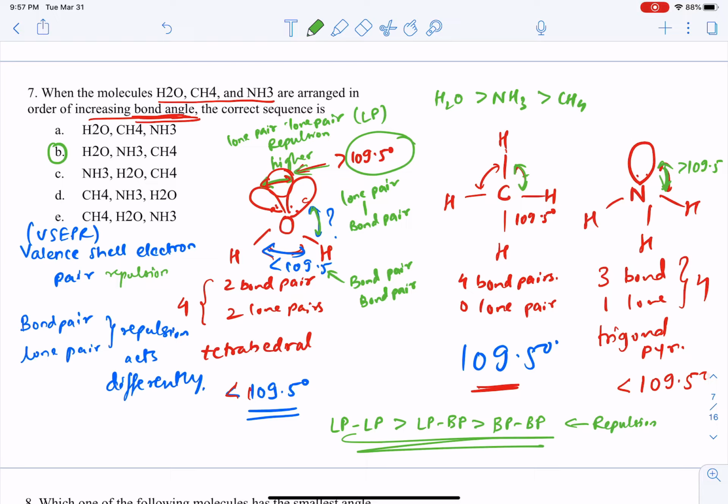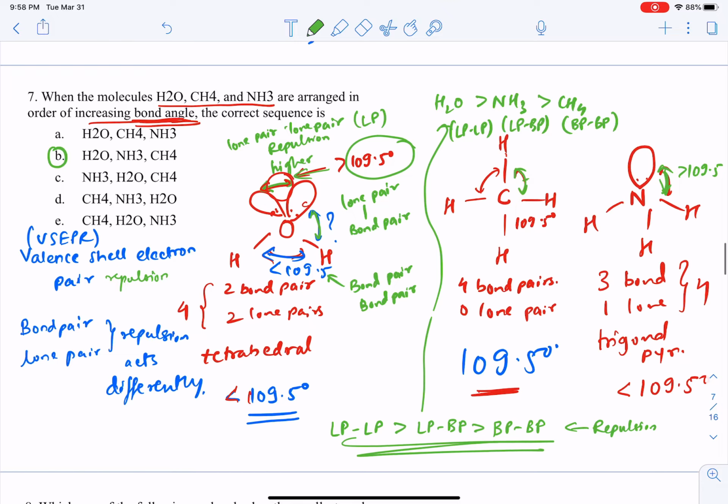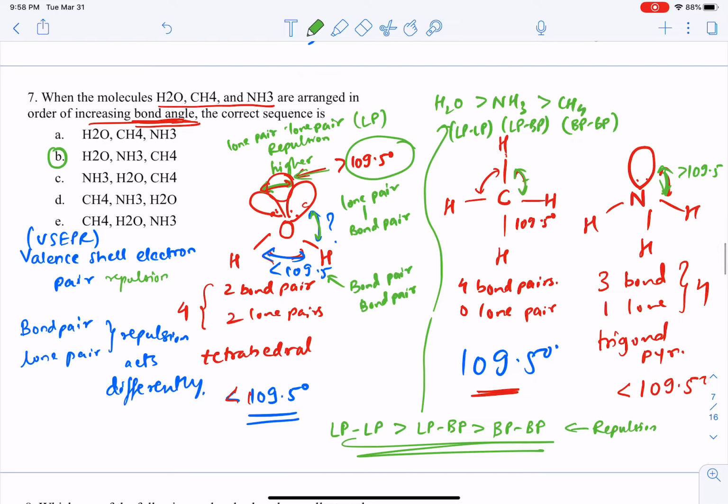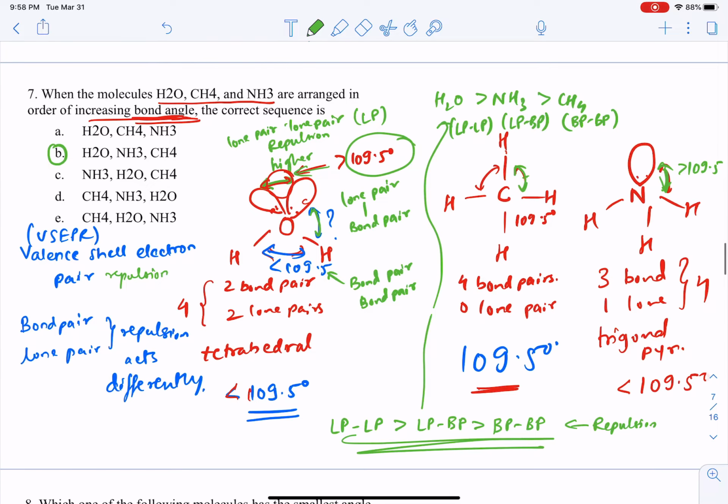So you can indirectly connect here. In H2O we have lone pair repulsion, in NH3 we have lone pair bond pair repulsion, and in CH4 we have bond pair bond pair repulsion. Okay, so that's what we are trying to do. Now moving on to the next question. If you still have doubts in this, you can email me, I had written my email ID at the very first. You can email me, I can describe it in more detail.